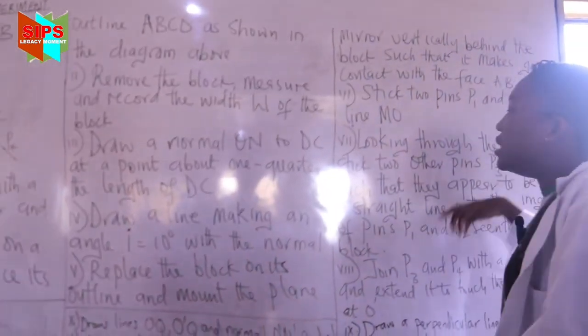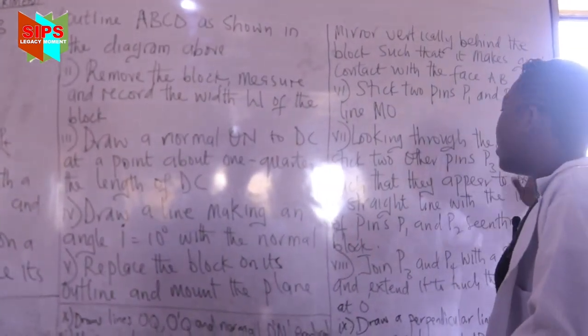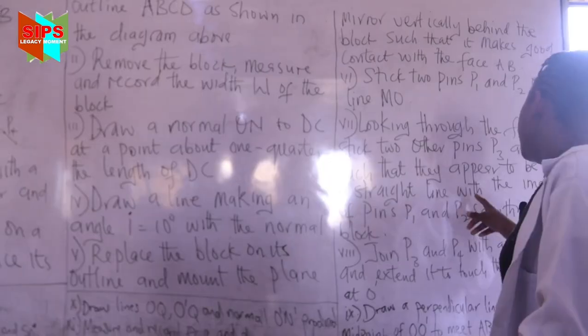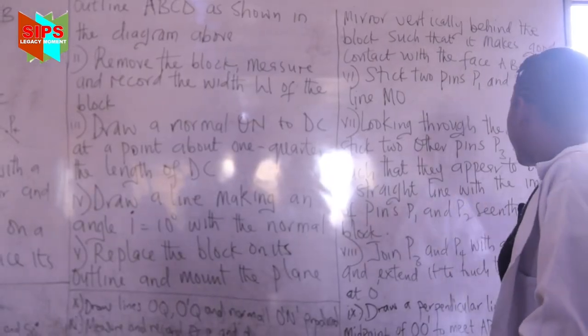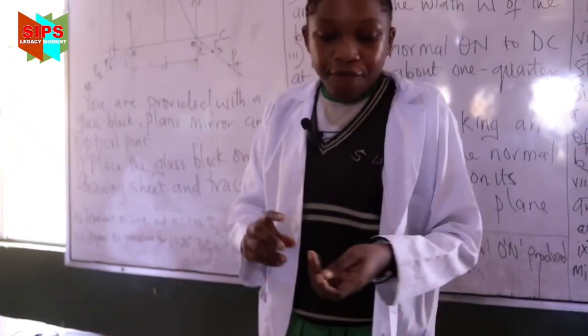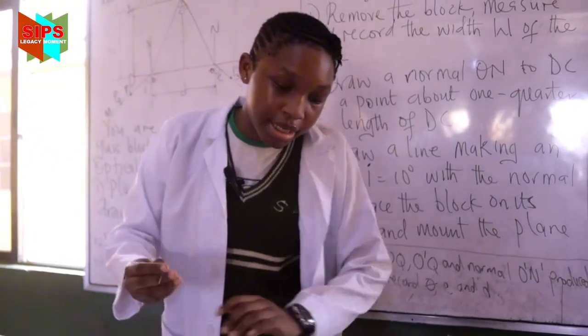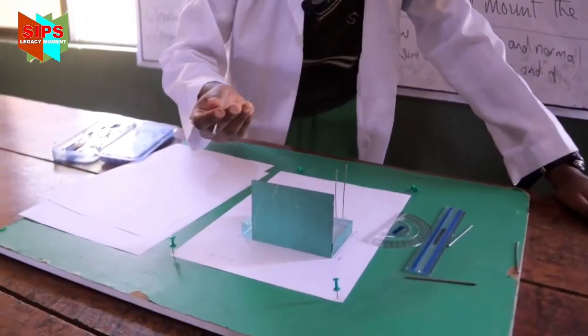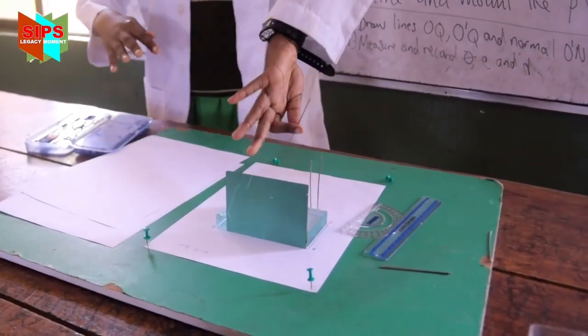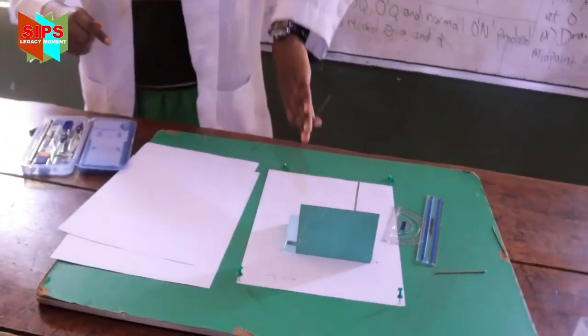Looking through the face CD, stick two other pins, P3 and P4, such that they appear to be in a straight line with the images of P1 and P2 seen through the block. So, from my block, from the line CD, I will look through the block to place P3 and P4 such that they cover the images when seen through the block of P1 and P2.